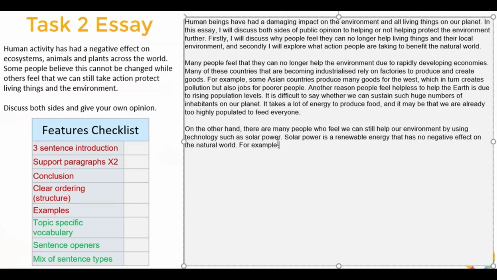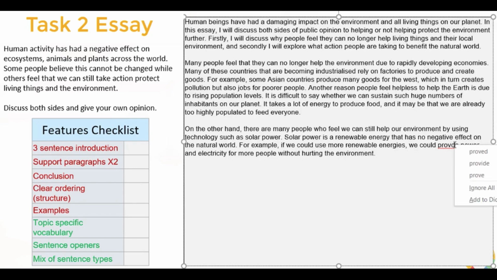For example, again, if we could use more renewable energies, we could provide power and electricity for more people without hurting the environment. Okay, so that gives an example about how solar power could help lots of people. And let's move on to my second point, which was talking about plastic bags.